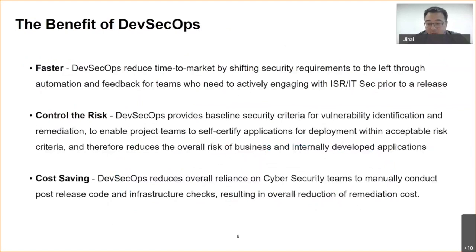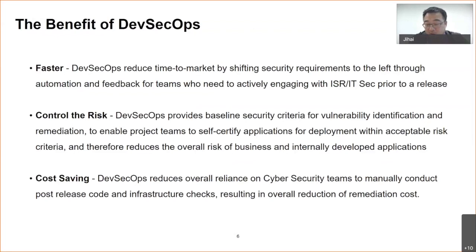Okay, the second benefit is to control the risk. What does this mean? Normally the development teams rely on the cybersecurity team to do the cybersecurity assessment and scanning. But if we do DevSecOps, like I mentioned before, we shift left the cybersecurity to the developers. So the developer will be able to control part of the risk under their control.